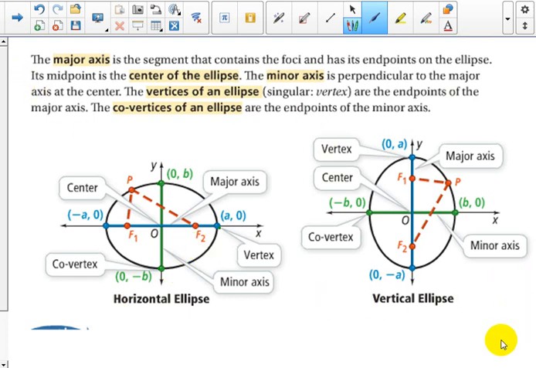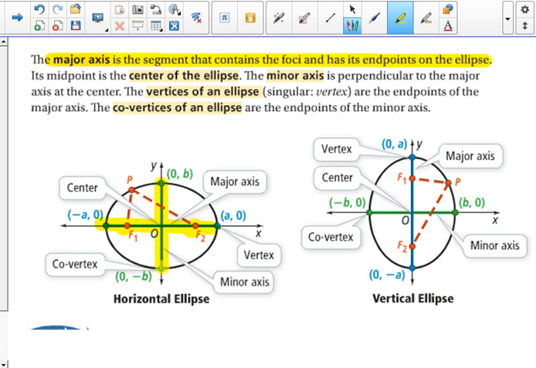So we go on, here's some more information for you. The major axis, we've got a major and a minor axis. The major axis is the segment that contains the foci and has its endpoints on the ellipse. So the major axis is the one that contains the foci. So for here, there's our focus points, F1 and F2. So this means that's our major axis, which would make the other one our minor axis.